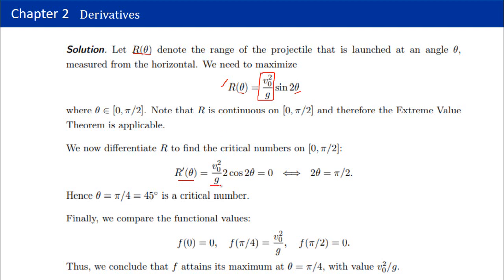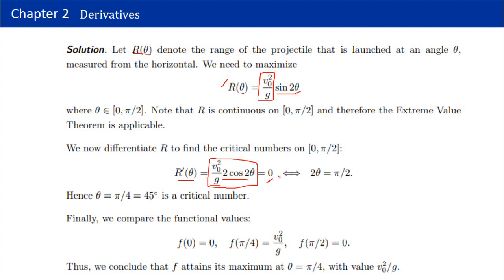And we know that the derivative of sine 2 theta is cosine 2 theta, times the derivative of 2 theta, which is 2. Therefore, the derivative of this is 2 times cosine 2 theta. So, ito yan. And we know that cosine 2 theta, ito na yung ating times v sub o squared over g is our derivative. And this derivative will be equated to 0.